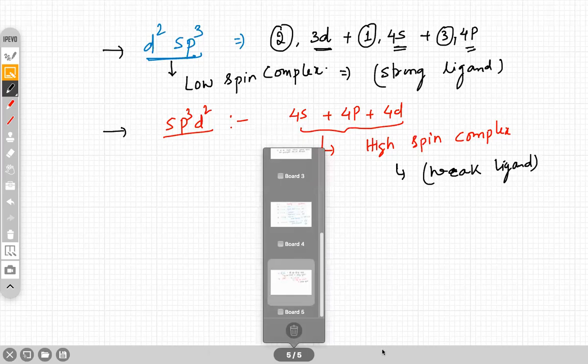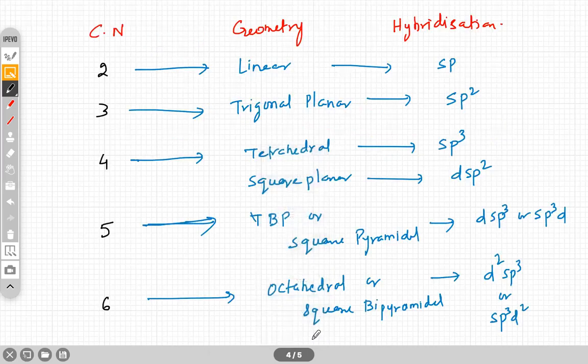Yes. Copy this. Wait, Aditya, just a second, wait.